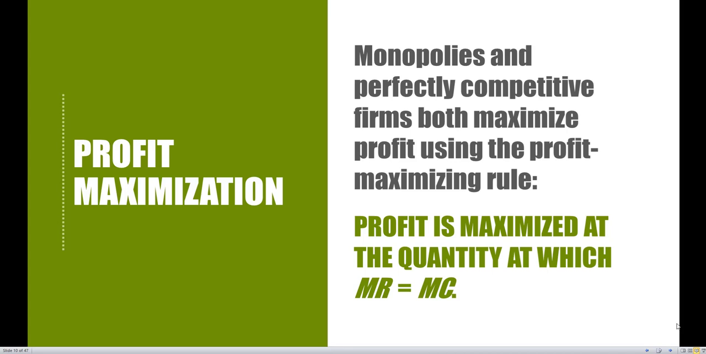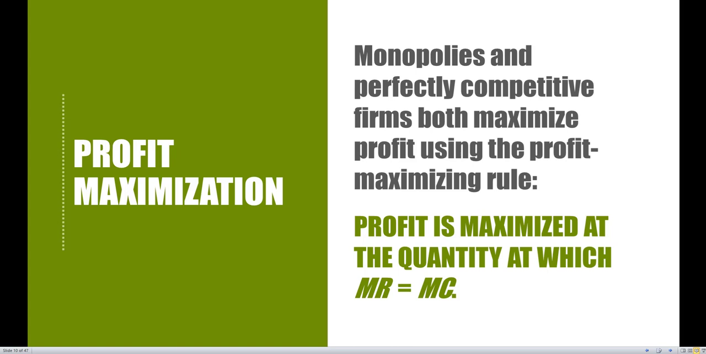How exactly do monopolists maximize their profits? Surprisingly, we see the same exact condition that we saw under perfect competition. Both monopolies and perfectly competitive firms are going to maximize their profit by using the profit maximizing rule, where marginal revenue equals marginal cost. So that same five-step pattern that we saw under perfect competition is going to be the same that we see here under monopoly as well.